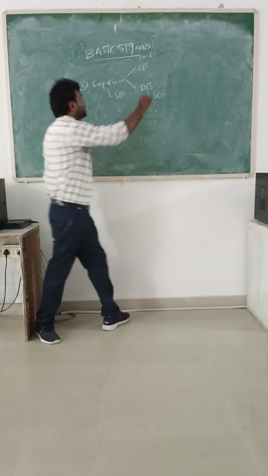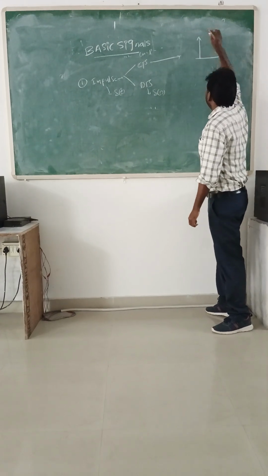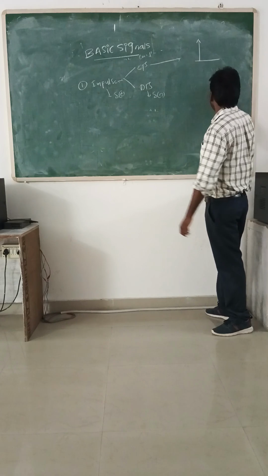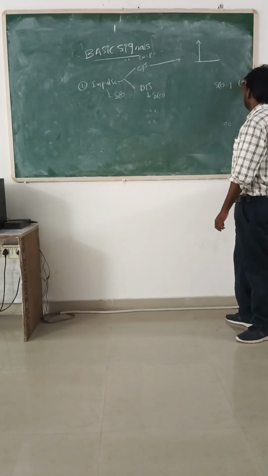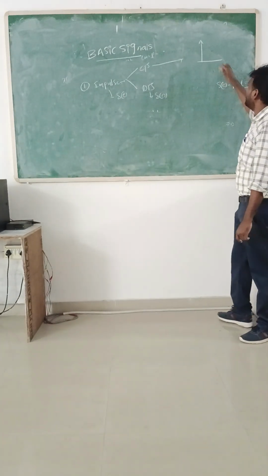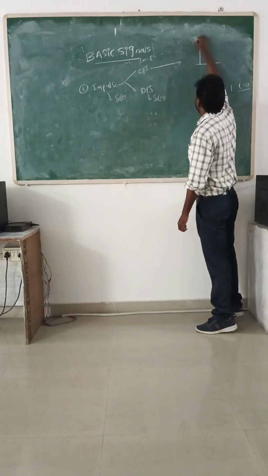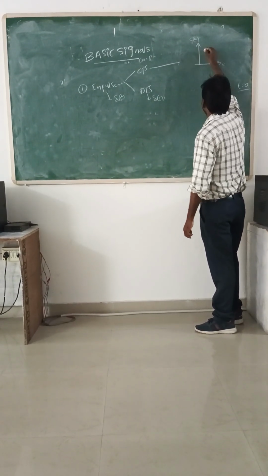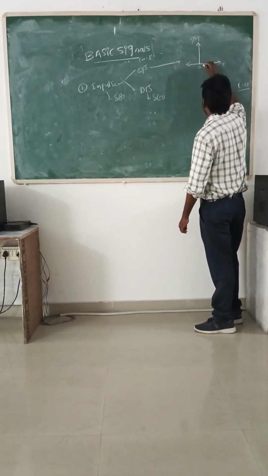Now we talk about the continuous time impulse signal. The definition of the impulse signal: del of t is equal to 1 for t equal to 0. That means if t is equal to 0, the value is 1. That is called the impulse function. How can I represent it graphically? Del of t is the amplitude, t is the time variable, and the impulse function exists at t equal to 0.